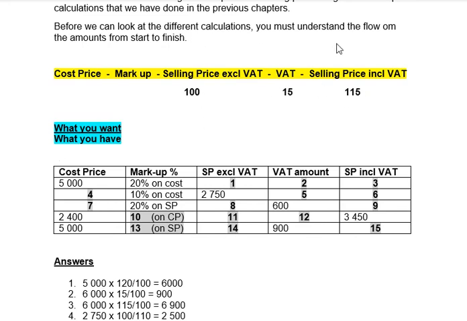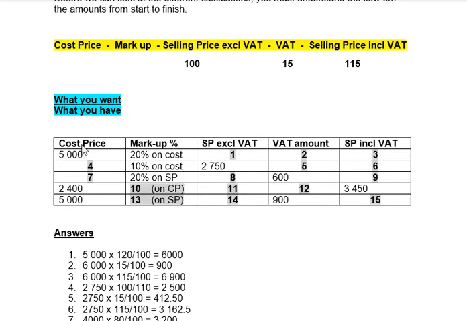Now I'm going to use this principle and the markup principles in this example. I've given you a table over here. Some of the amounts are in there, and then there are missing amounts from number 1 to number 15. I want to find all of those missing amounts, and we're going to use my what you want over what you have principle, as well as my markup on cost and markup on selling price principles. So let's see if we can find the missing values.